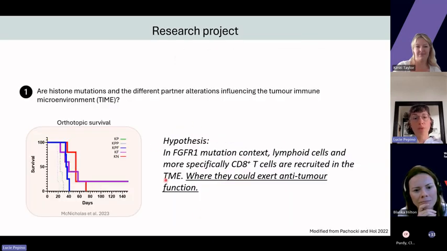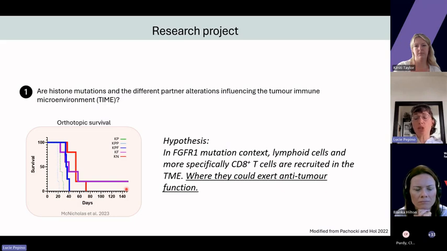So our hypothesis from that first question is that in the FGFR mutation context, lymphoid cells, and more specifically CD8 T cells, are recruited into the tumor microenvironment, where they could exert anti-tumor function, because the fewer CD8 you have, the shorter the survival, and the more CD8 you have, the longer the survival for our animals. Of course, now we are investigating that deeper because it's our hypothesis.